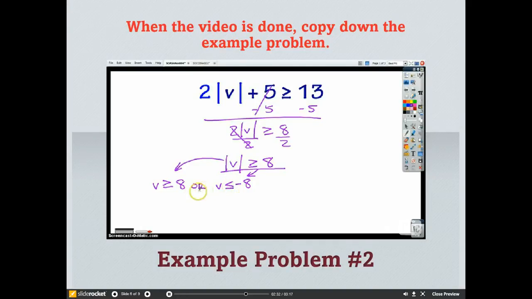And once again, I know it's or because if I think about all these numbers and I think about all those numbers, these are in two completely separate parts of the number line. They don't cross over, so they're separate sets. So I can either be in this set or in this set of numbers, but I can't be in both.